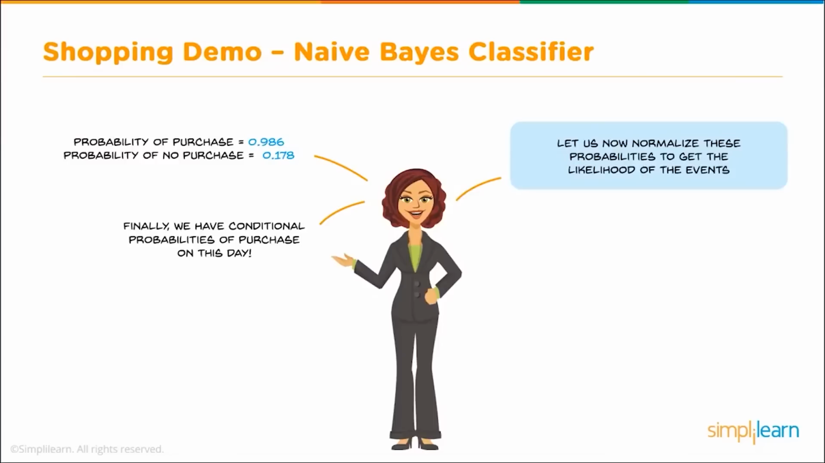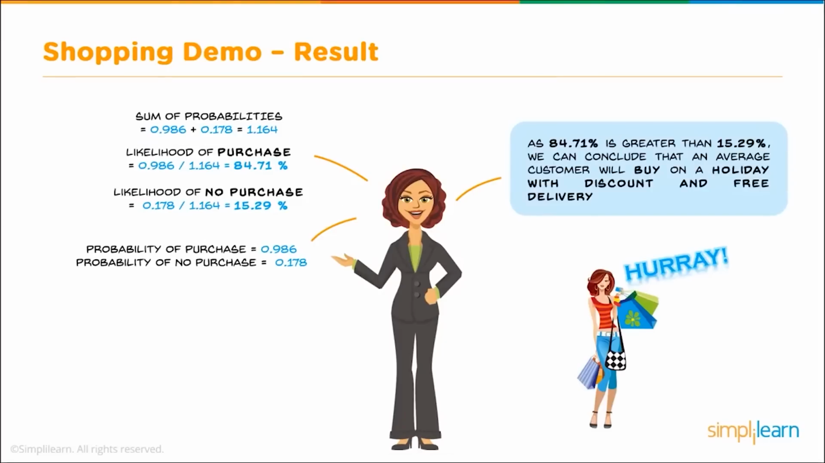So, what are we going to do with these two pieces of data we just generated? Well, let's go ahead and go over them. We have a probability of purchase equals 0.986. We have a probability of no purchase equals 0.178. So, finally, we have the conditional probabilities of purchase on this day. Let us take that, we're going to normalize it, and we're going to take these probabilities and turn them into percentages. This is simply done by taking the sum of probabilities, which equals 0.986 plus 0.178, and that equals 1.164. If we divide each probability by the sum, we get the percentage.